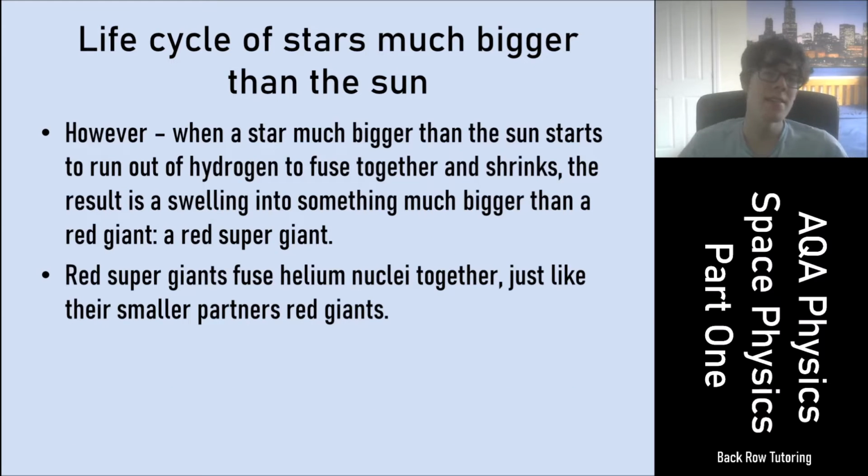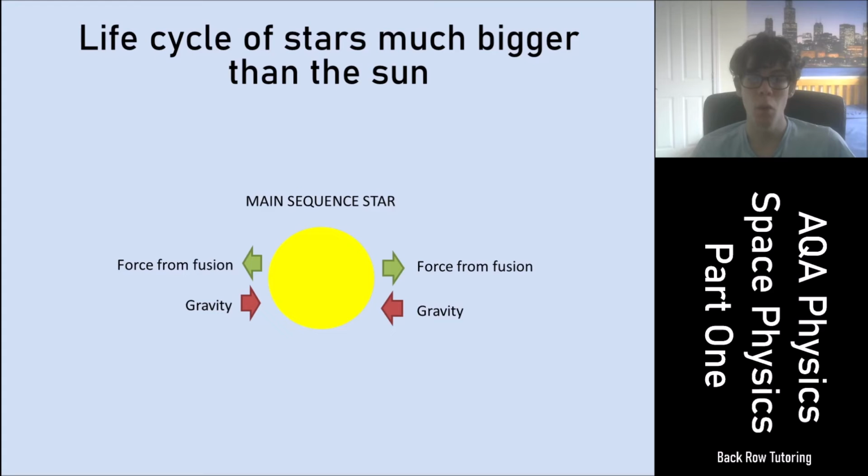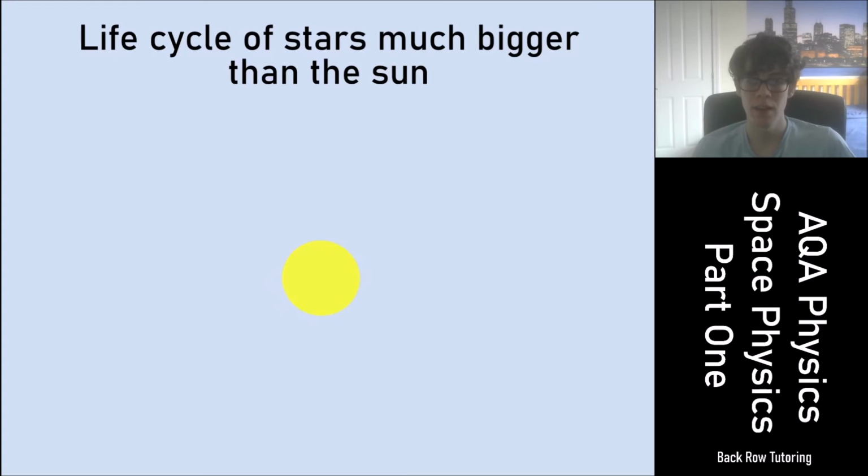However, when a star much bigger than the Sun starts to run out of hydrogen to fuse together and shrinks, the result is a swelling into something much bigger than a red giant, a red supergiant. Now, red supergiants fuse helium nuclei together just like their smaller partners, red giants, but they're just much bigger. So, once the force of fusion runs out, we get a red supergiant.